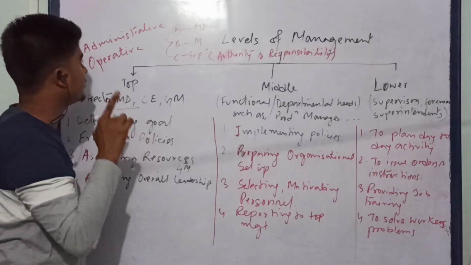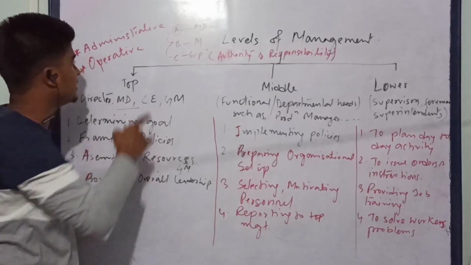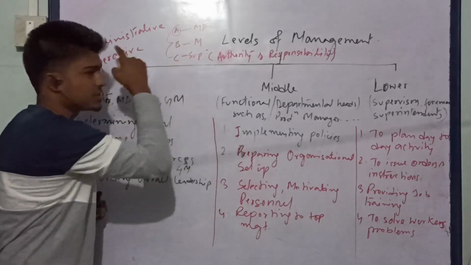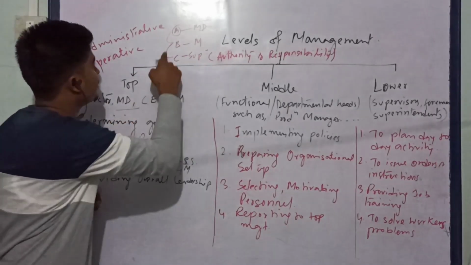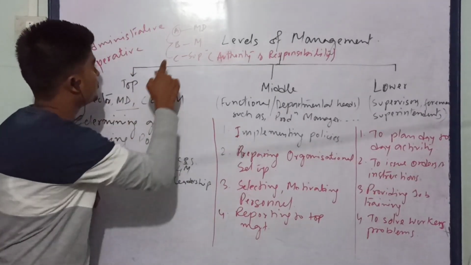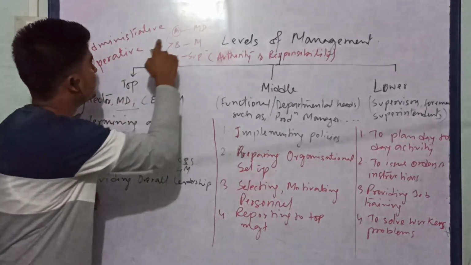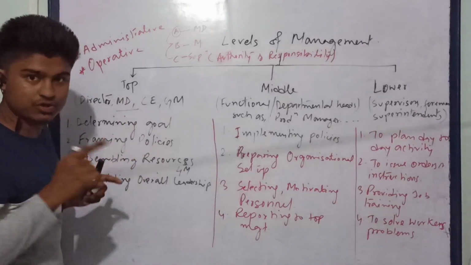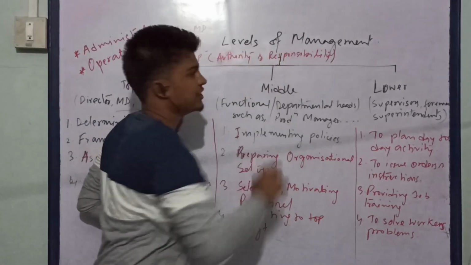The total activity of the organization flows in a sequential process. For example, A to B, B to C. If C wants to communicate with A, then C first communicates with B, then B will communicate with A. This particular sequential process is called levels of management.